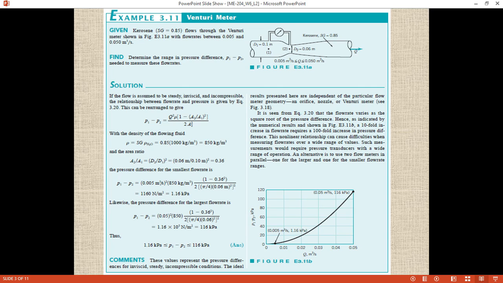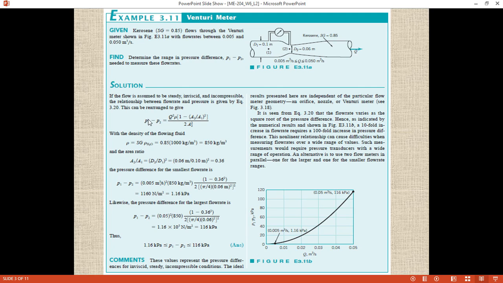So here you see the flow rate Q is given. Density of the kerosene, because the flowing liquid is kerosene, is given. Area of cross section for the larger area is given, and area of cross section for the smaller diameter is given. The diameter for the larger cross section and the smaller cross section is given. So now everything is known. We can easily find out the pressure difference for this flow rate and for this flow rate.